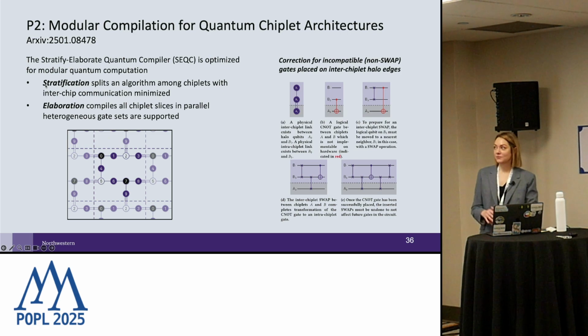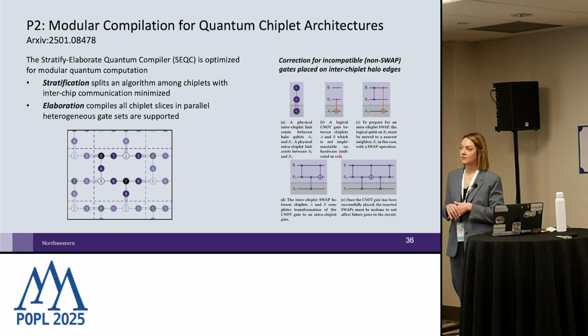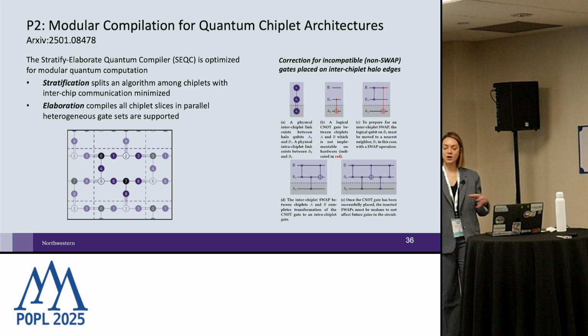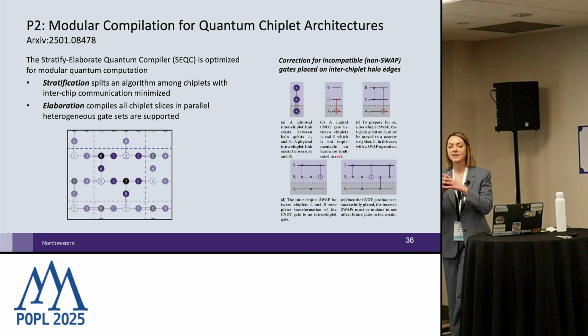In our work, Stratify Elaborate Quantum Compilation, we optimized for modular quantum systems. We had a two-part process in our pipeline where stratification splits an algorithm among chiplets based on our cost function that was informed by hardware, and then elaboration compiles all those chiplets in parallel. We also had the added benefit that our compiler was able to support heterogeneous gate sets and gate sets that were not entirely universal.